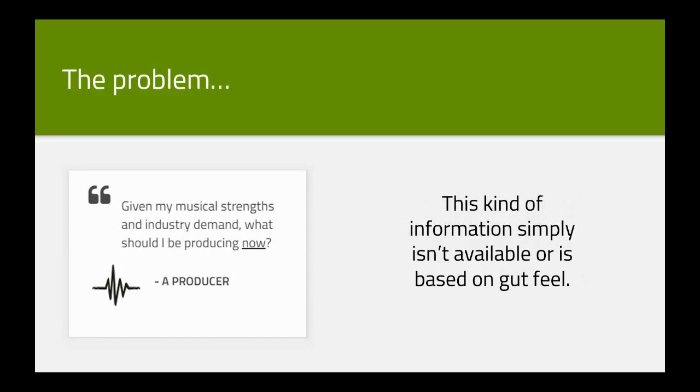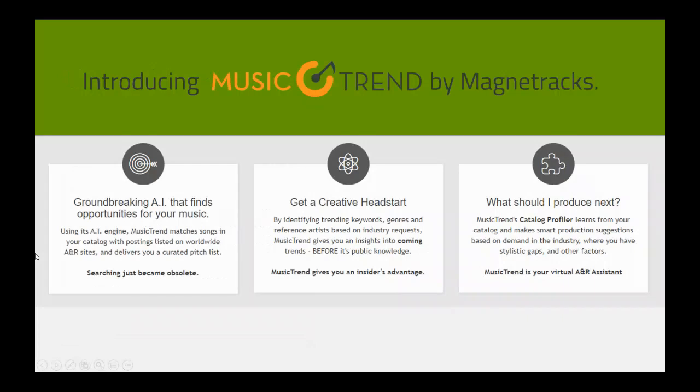And then the third problem: given what I'm good at and the demand, what should I be producing now? Well, this is a really, really difficult one to answer, because first of all, it's very difficult to know what's in demand, and also, it's very hard to quantify what your strengths are. So these are the three problems that MusicTrend really was aimed at solving. So it is answers to those three questions.